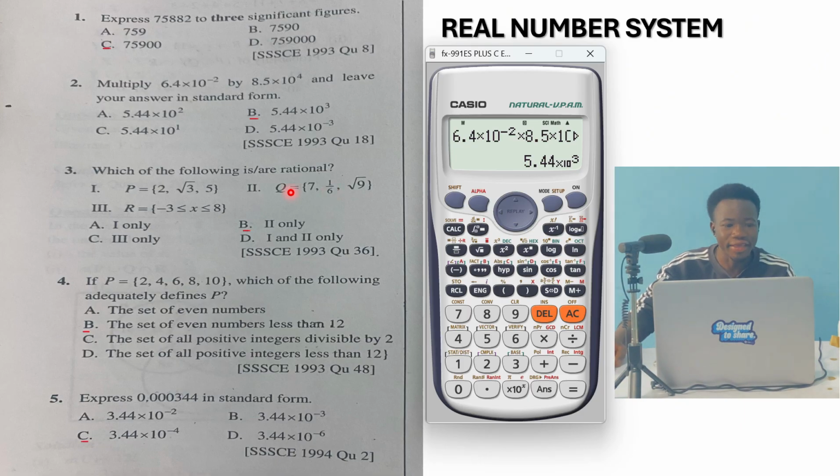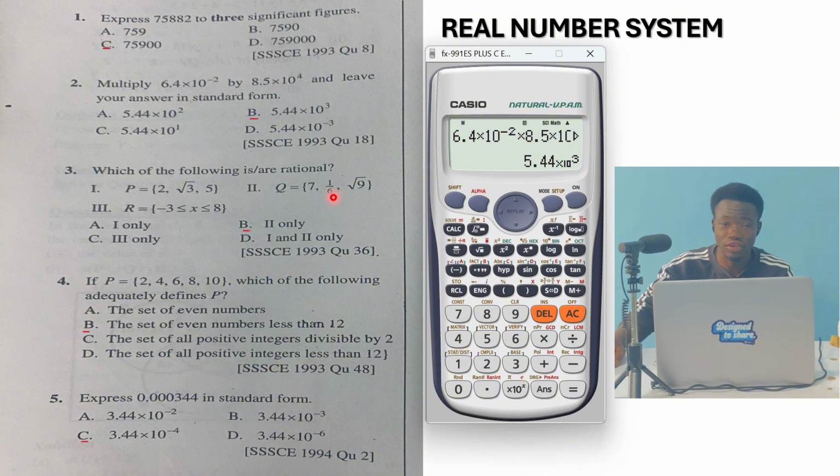Now when you look at the first one, 2 is rational, but root of 3 is not rational. All roots are irrational numbers except perfect roots or perfect squares. Perfect squares are rational. Apart from that, all irrational numbers are roots, let's put it that way. So this makes the second one not a rational number. This also: the root of 9 is a rational number because it's a perfect square. When we take the root of 9, we have 3.